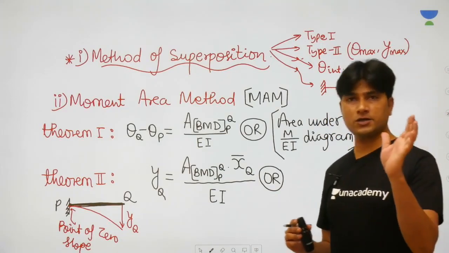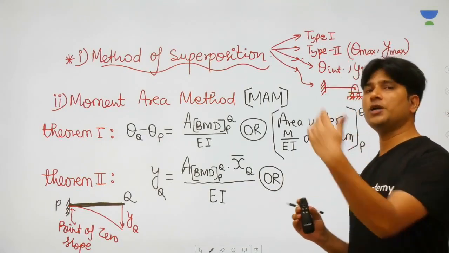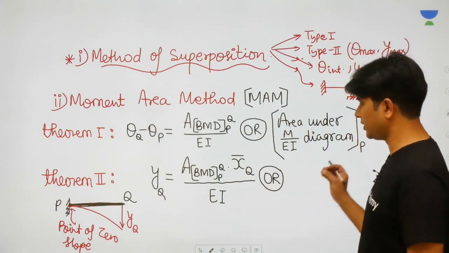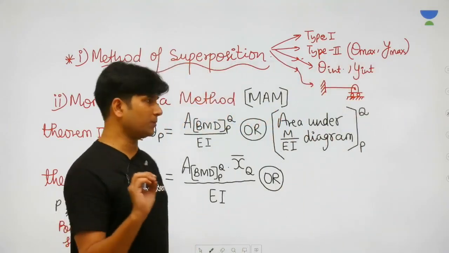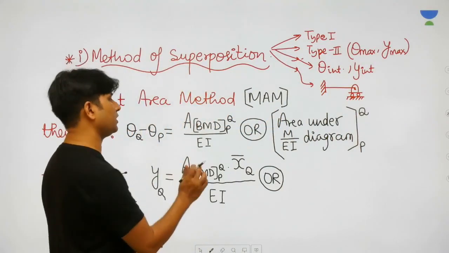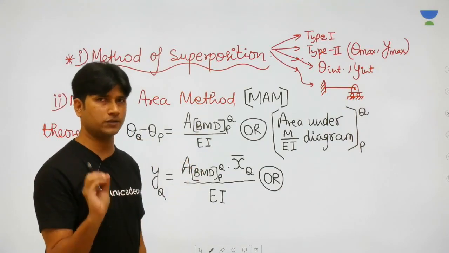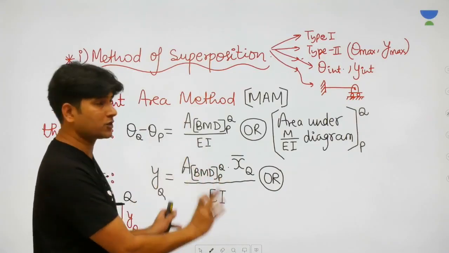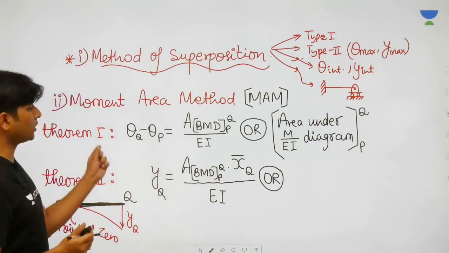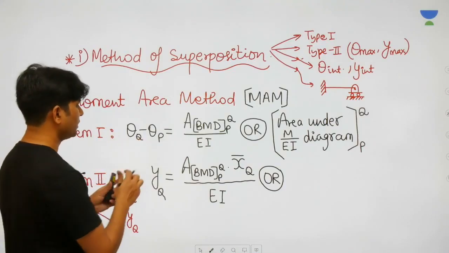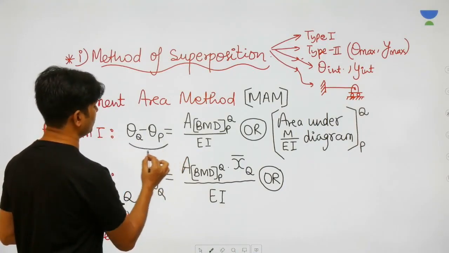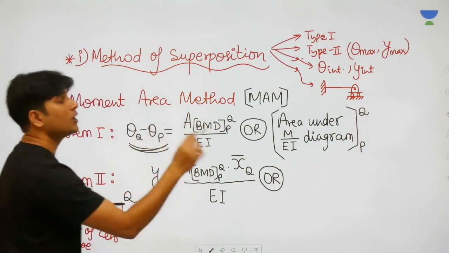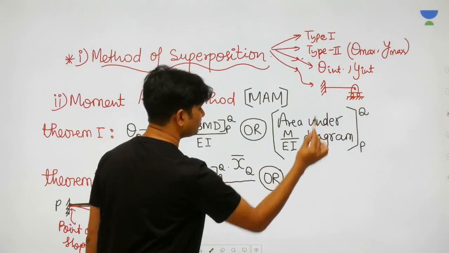Now, what is a variable flexural rigidity? We'll talk about it. Don't worry, we'll solve a problem like that in the upcoming 10 to 15 minutes. So guys, what is a variable flexural rigidity? What is a variable EI value? We'll know that. Just keep listening and keep absorbing these two theorems. Theorem 1 is the difference of slope. The difference of slope between any 2 points is equal to the area under the bending moment diagram, or maybe the area under the M by EI diagram.